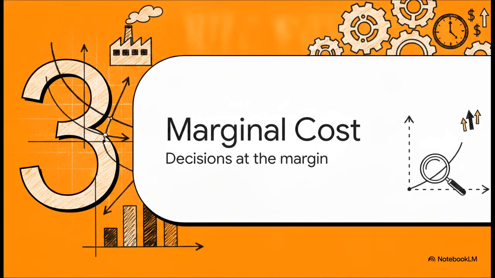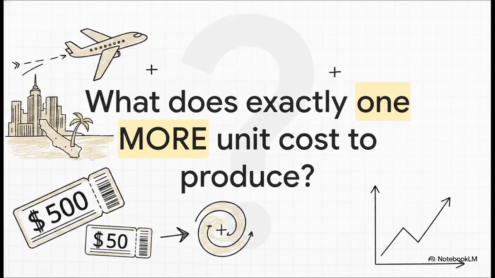Let's move to Section 3, the marginal cost function. So averages are great for a high-level view, but businesses actually make their most critical, split-second decisions at the margin. This is the dynamic element of the whole thing. To really understand the margin, we have to ask a very specific question. What does exactly one more unit cost to produce?